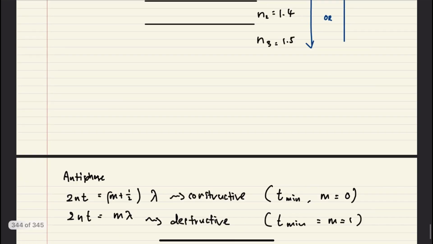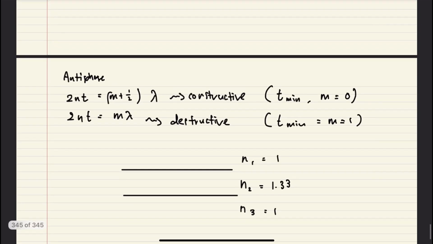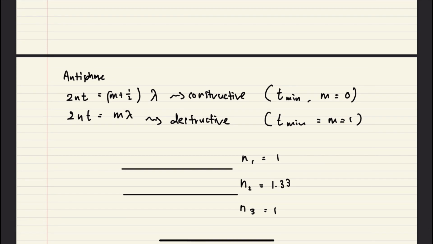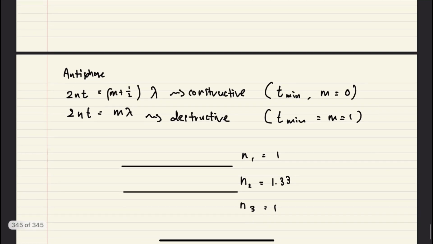Antiphase interference and in-phase interference. So for antiphase, the formula would be opposite to the in-phase. So constructive, you will have M plus half. Destructive, you will have M.